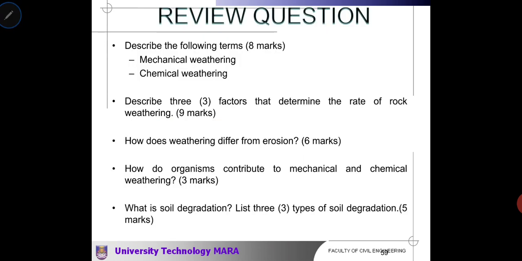Okay, you can review your understanding of this weathering topic by answering these questions. Can you describe the following terms: mechanical weathering and chemical weathering? You can describe three factors that determine the rate of rock weathering. How does weathering differ from erosion? How do organisms contribute to mechanical and chemical weathering? What is soil degradation? And describe the three types of soil degradation.